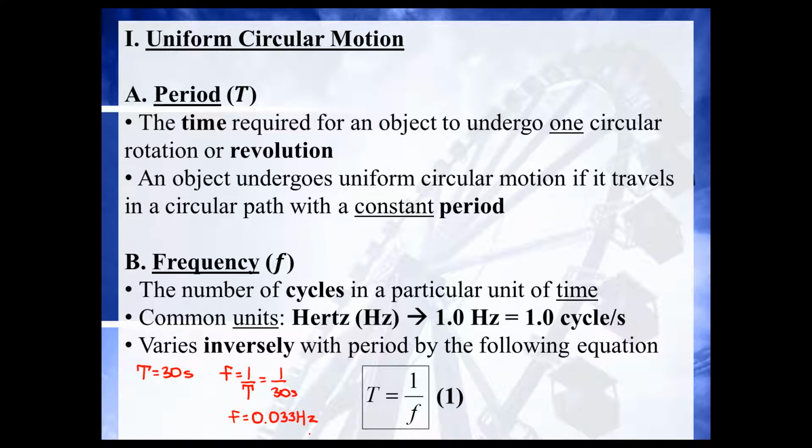So what that means is you would have 0.033 revolutions in 1 second. That shouldn't be surprising because it takes a long time for the Ferris wheel to go around the circle once. So because my period is so large and I have the inverse relationship between period and frequency, it means my frequency is going to be quite a bit smaller.